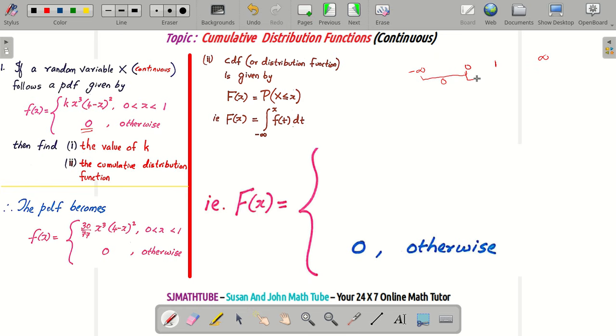And here the function is defined like this: 30 by 77 x cubed (4 minus x) square. So we had to use integration and find the value. And the values after 1 in the PDF is actually 0. But remember, the accumulated probability will reach 1 at this point. So for the last interval, you have to keep the value 1. Okay, let's start.